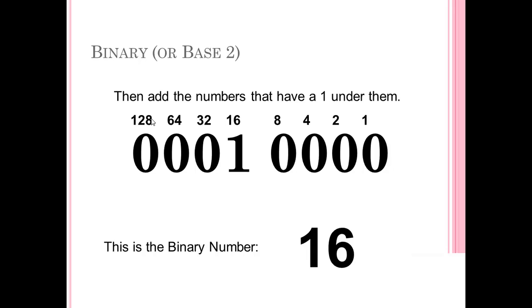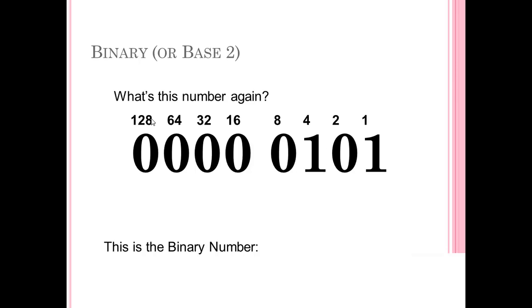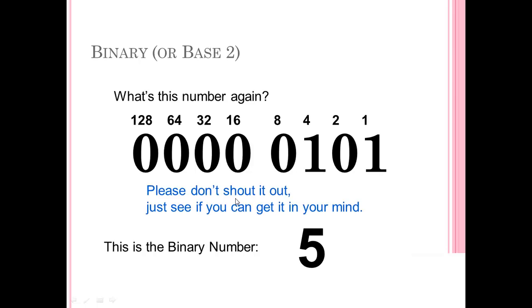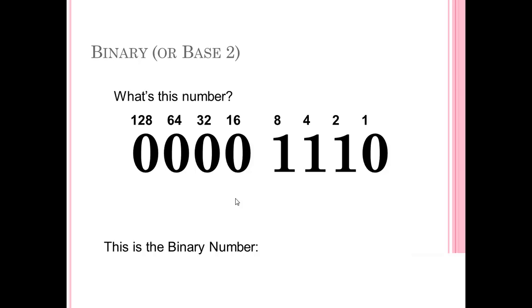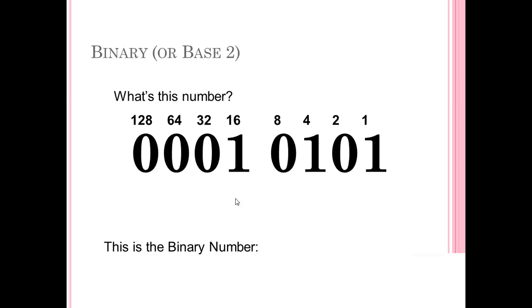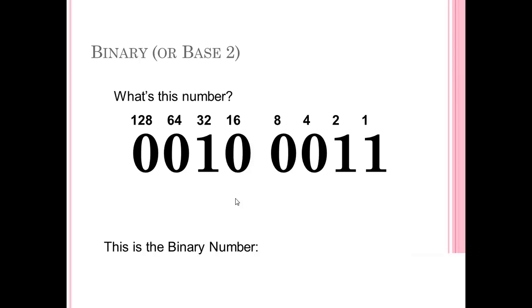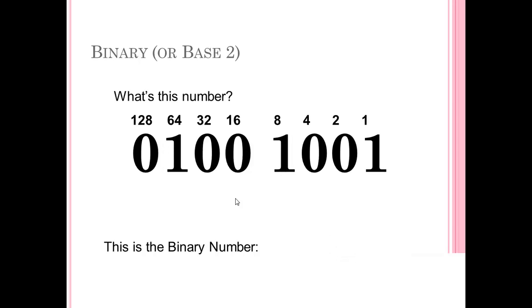All right. You add all the numbers that have a 1 under them. So what's that number? It's 4 plus 1, it's 5. All right. What's this number? It's 8 plus 4 plus 2, that's 14. 16 plus 4, 20 plus 1, 21. 32 plus 2, 34 plus 1 more, 35. 64 plus 8, that's 72, plus 1 more, 73. All right. So I hope this helps.